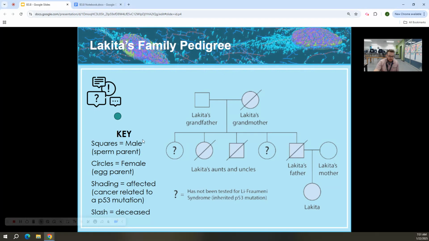All right, first thing: anytime you get a pedigree, whether it's on a test, on an assignment, or just out in the real world, always look for the key. All of them should have a key.